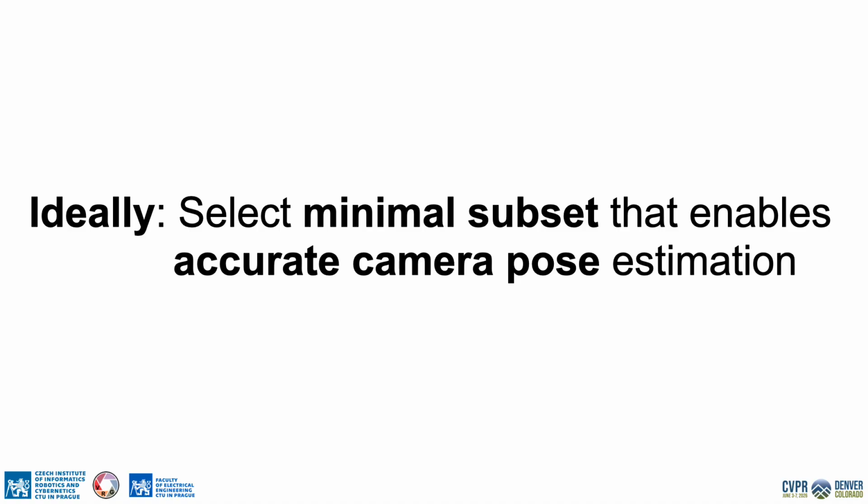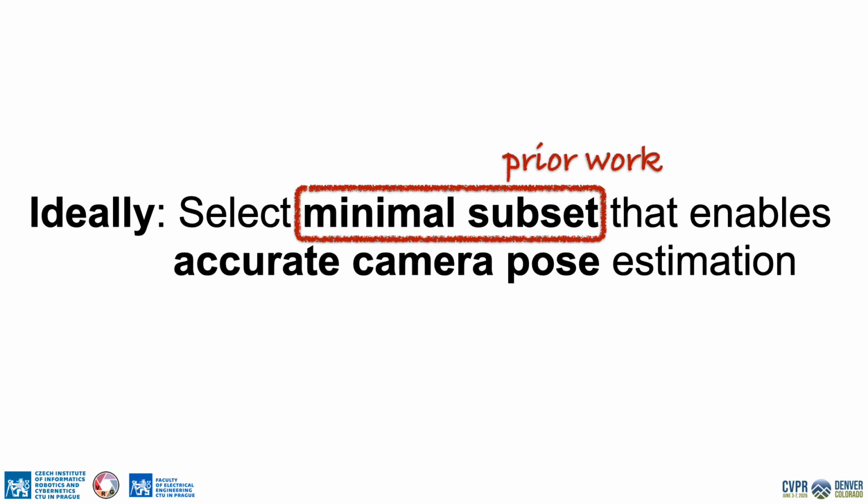Ideally, we would like to select a minimal subset of the original 3D points, such that we can still estimate accurate camera poses for the query images. However, this is a very hard problem to solve, especially since we don't know the query images by the time we compress the structure. Prior work thus aims at selecting small or minimal subsets of points under certain conditions.